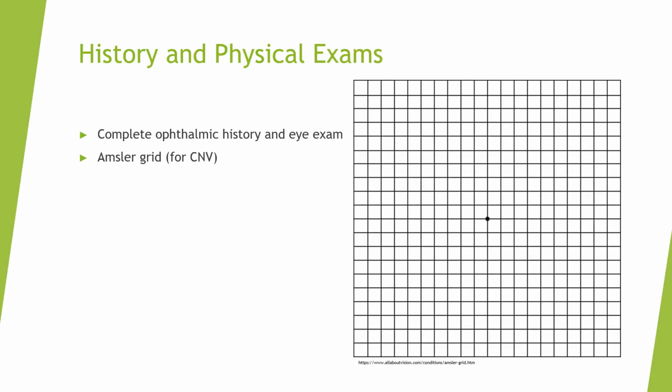A complete ophthalmic history to rule out any other medical conditions, as well as the eye exam with the slit lamp, are prudent, and also use the Amsler grid, as demonstrated on the right image, for any possibilities of choroidal neovascular membranes.